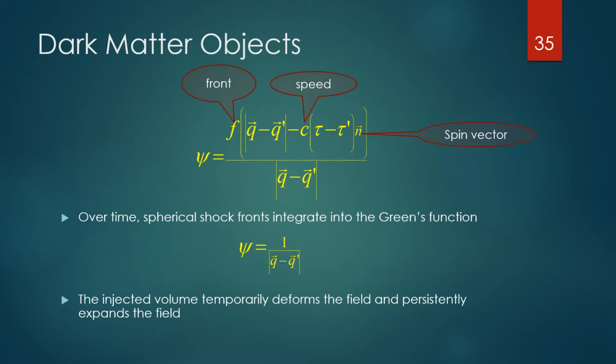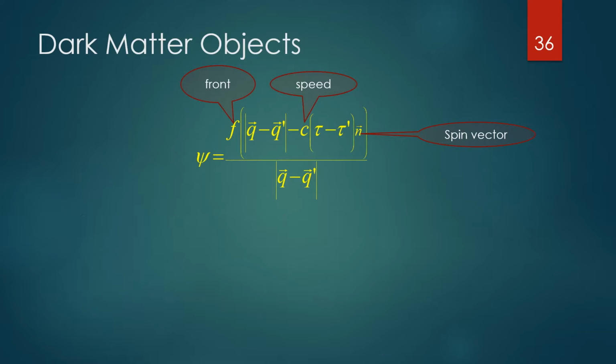Over time, spherical shock fronts integrate into the Green's function of the field. Thus, the pulse injects the volume of the Green's function into the embedding field. Initially this locally deforms the field. The front spreads the injected volume over the field. Consequently, the deformation quickly fades away. The injected volume temporarily deforms the field and persistently expands the field.